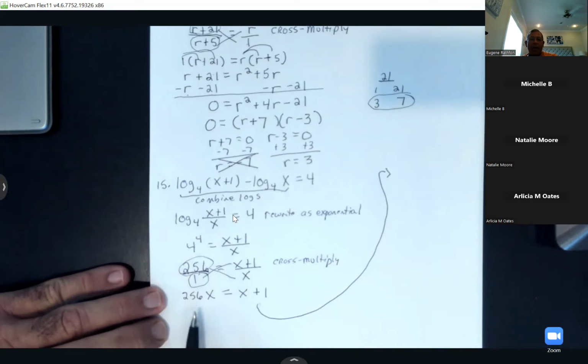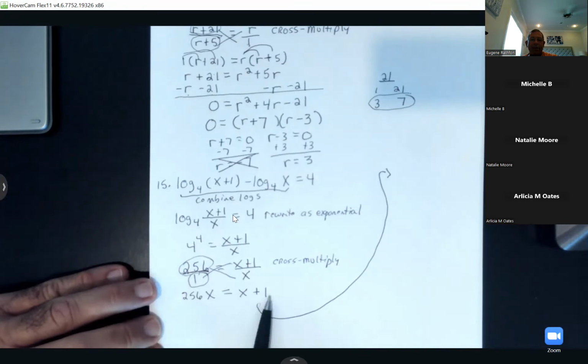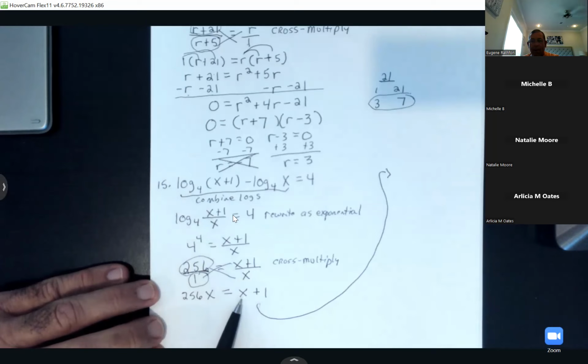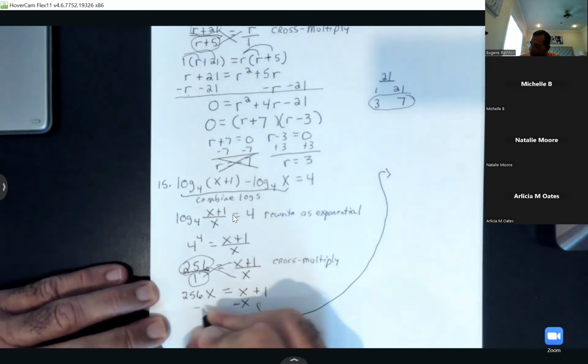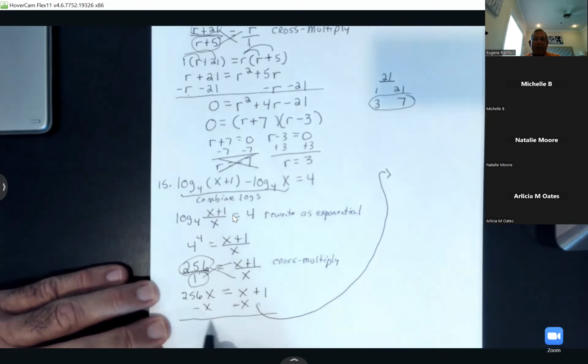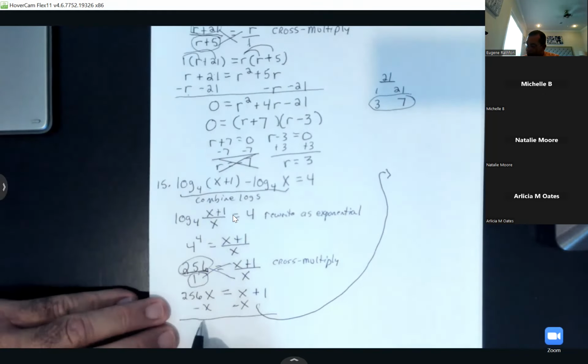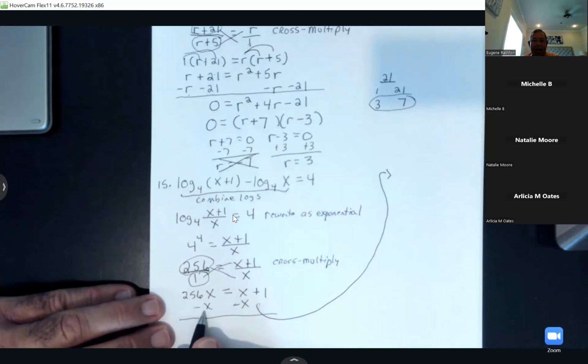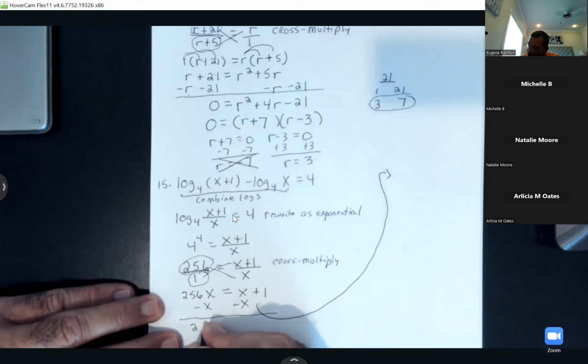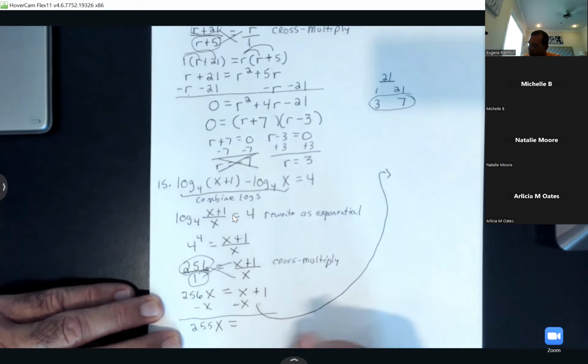So what would we do? We need the x's on one side. What's our step here? You could subtract that x or divide. I'm going to subtract an x from both sides. Remember, when you're moving stuff, you're really just subtracting and adding. But notice what this gives me: 256 minus 1 x leaves me 255 x's. Those x's canceled. All that's left is 1.